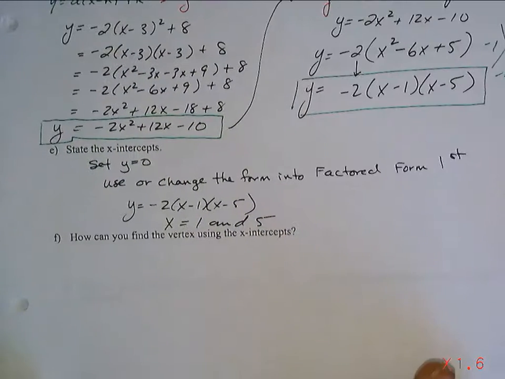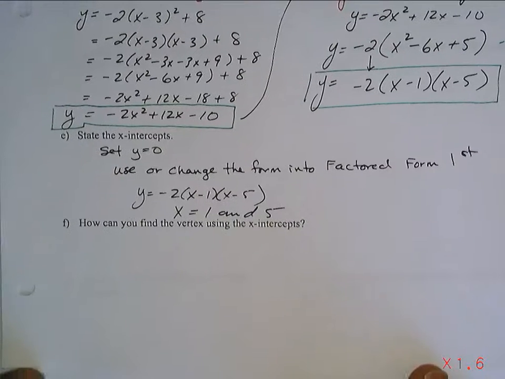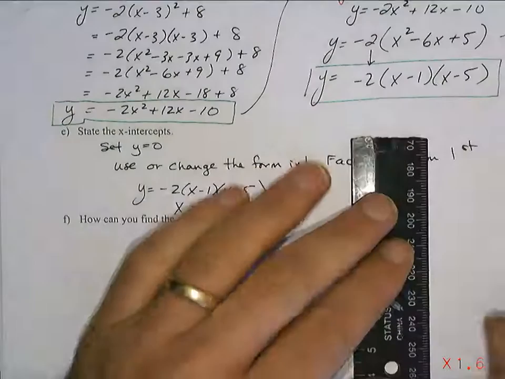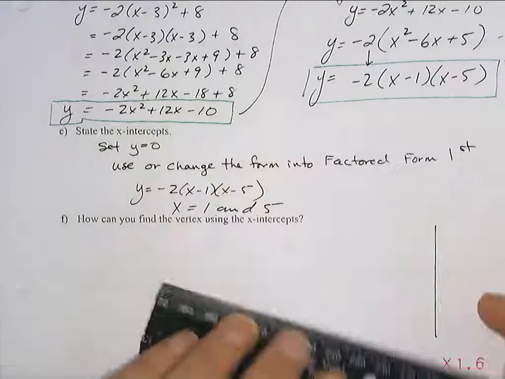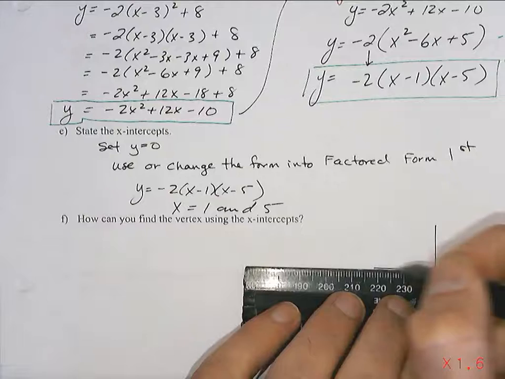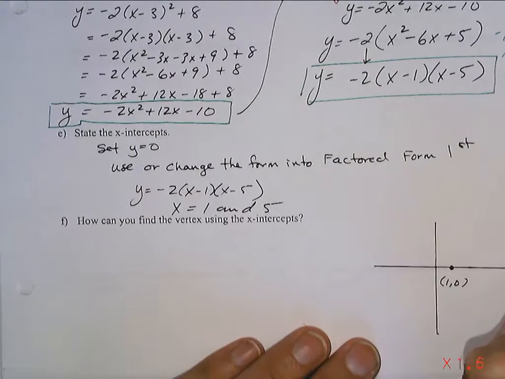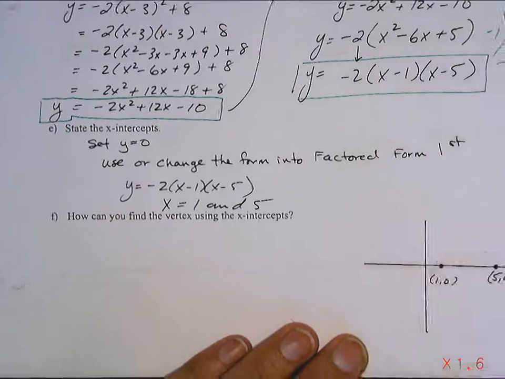How can we use our X-intercepts to get the vertex? You had a question like this on your test. Similar, you had a question like this in your homework earlier. Let's take a look at a way of doing it. So if I have the X-intercepts, what that means is I know that it's going to cross the axis at (1, 0) and at (5, 0). That's what I know.